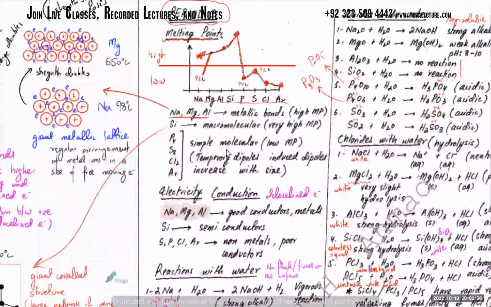You need to know that Na, Mg, Al are +1, +2, and +3. Silicon is +4, like in SiO2, SiCl4. Phosphorus has two common oxidation states, +3 and +5. It can have more oxidation states as well. For sulfur, the common ones are +4 and +6. And chlorine has a lot of oxidation states. It can go all the way up to +7 as well.